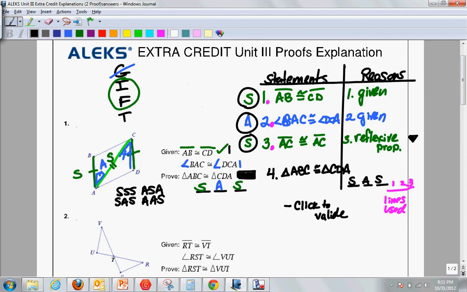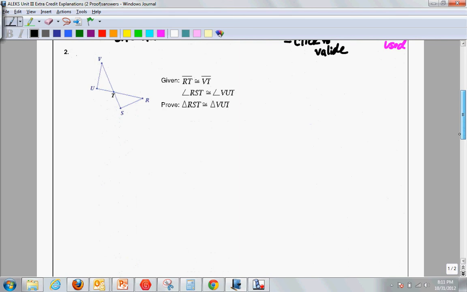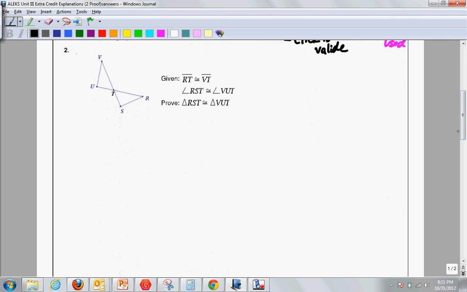So that's one example of your proofs. We're going to do one more. Let's take a look at what we're given here. Okay, we are given the fact that RT and VT are congruent. So RT and VT are congruent. So hatch, hatch. S for sides.